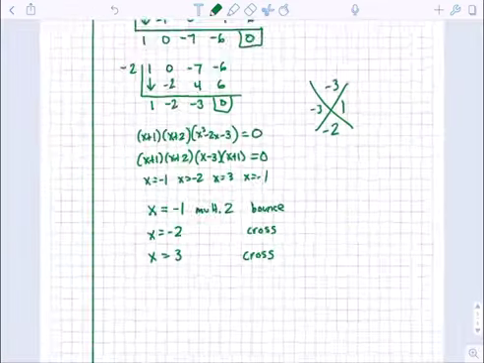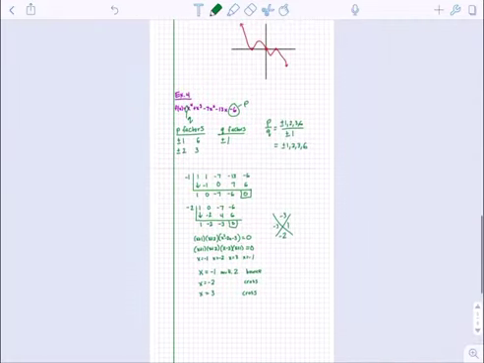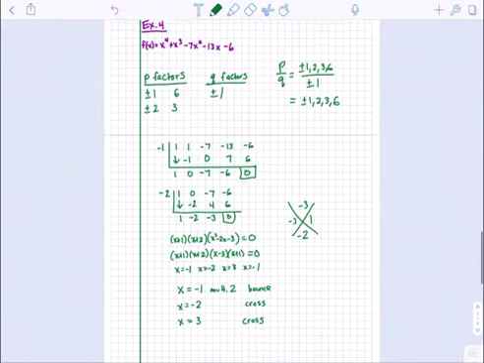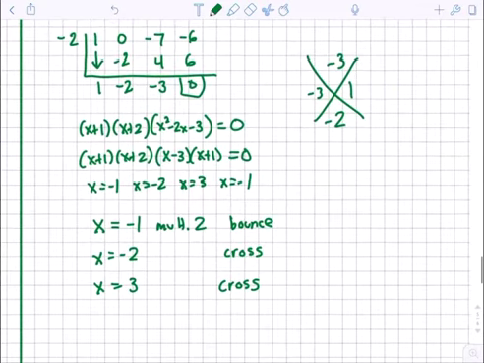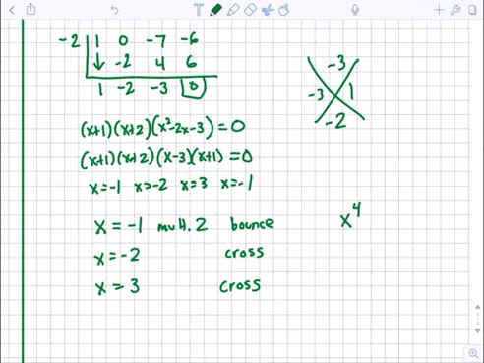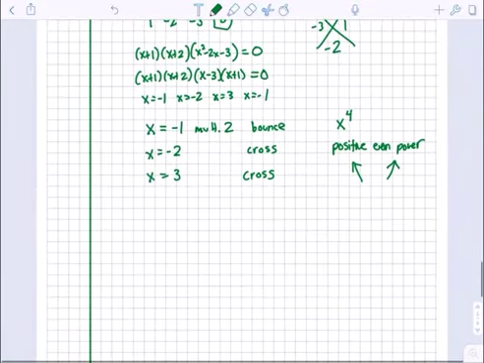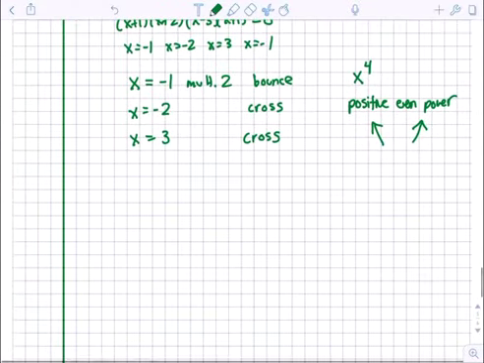Now, recall our original equation, right? I'm going to erase this so you guys can see. Now we have to see what the highest degree was. Remember, it was x to the 4th. And it's positive. So highest degree is going to be x to the 4th, and that's a positive even power, which means positive even end behaviors are going to look like this. We got our multiplicities, we got our end behaviors, and our zeros. Now it's time to graph.